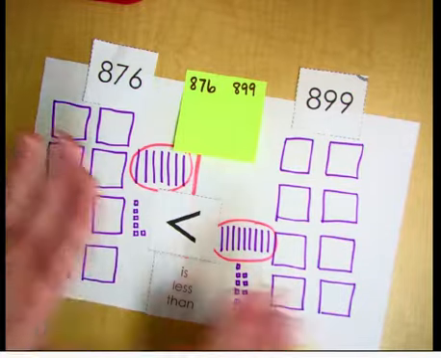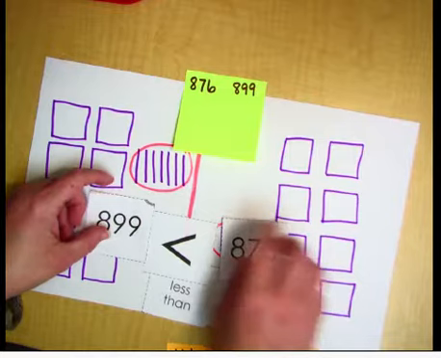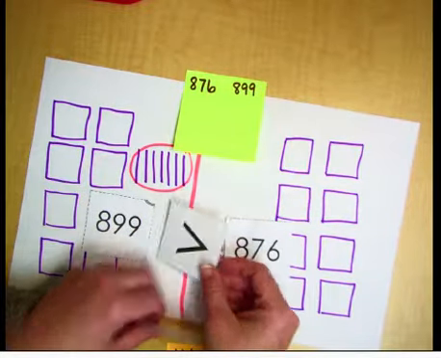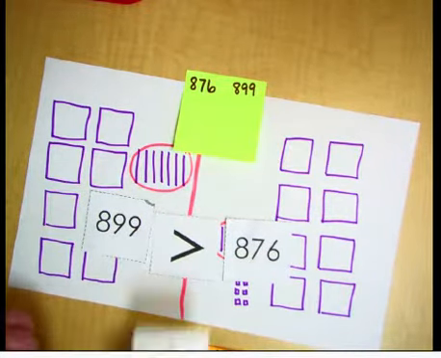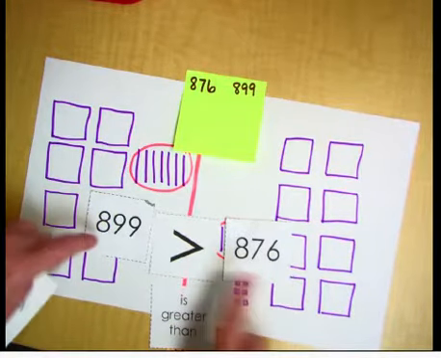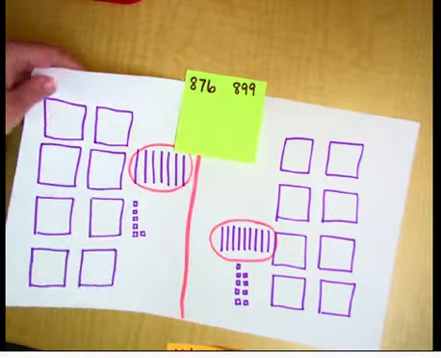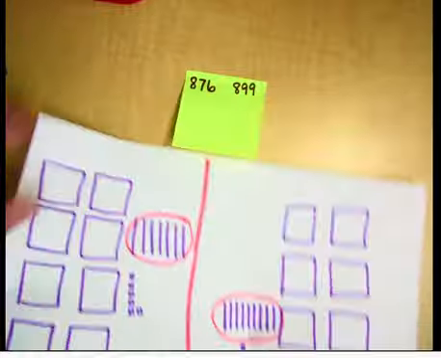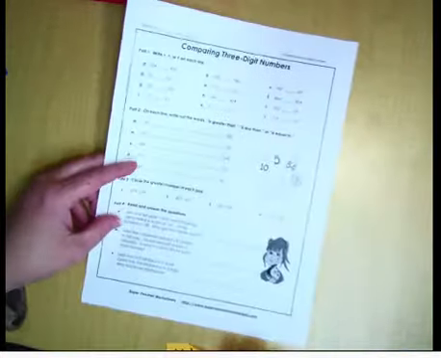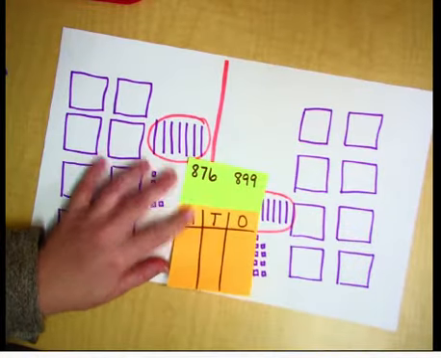Now, if they were reversed, if 899 was on this side, we'd have to switch the symbol and then use the other one. 899 is greater than 876. So it depends on which side they're on, which way the symbol goes. Okay, and now one other thing that you're going to do in your Seesaw assignment. Oh, you know what? I really wanted to do this. I forgot this part. Let's go back. I really want to compare it in the HTO chart. So let's go back and do that.